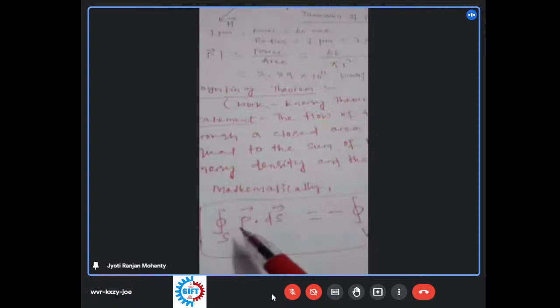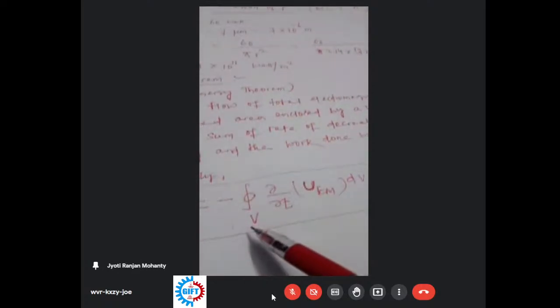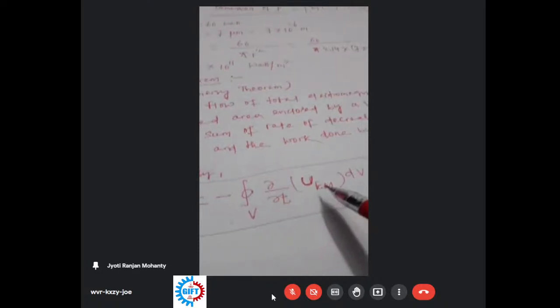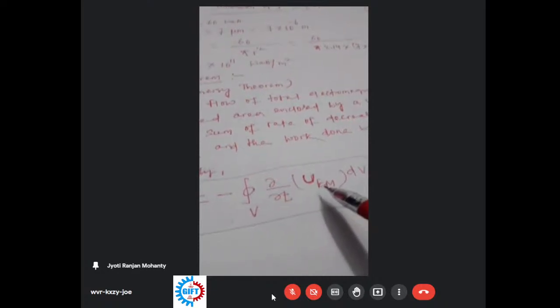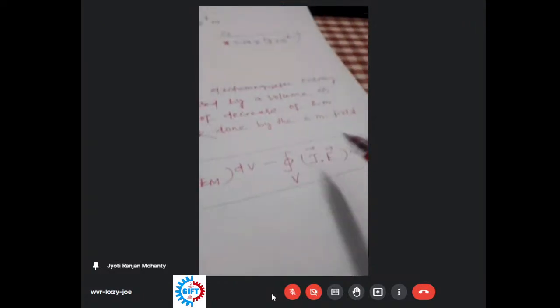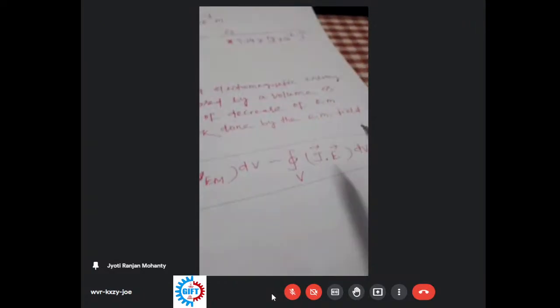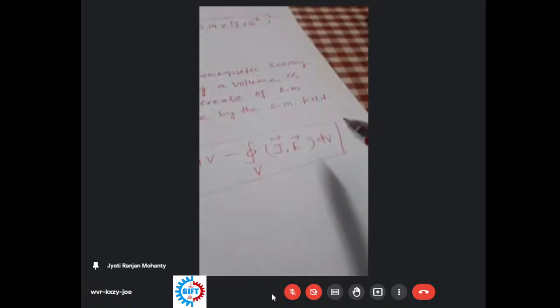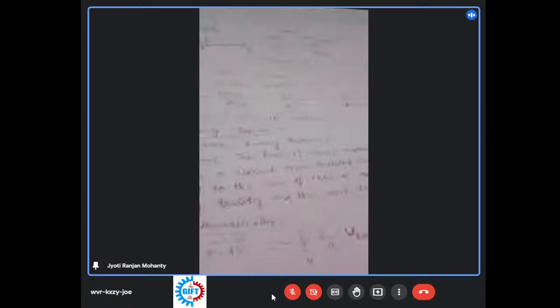Mathematically, the surface integral of the Poynting vector is equal to minus volume integration del by del t of U_EM dv, minus volume integration J vector dot E vector dv. Okay, very good. So this statement is known as Poynting theorem. Question asked, you have to write this.